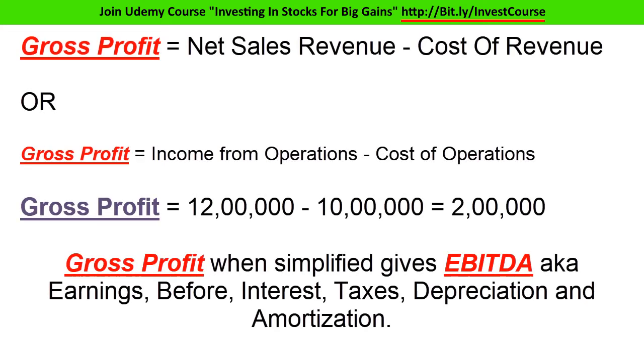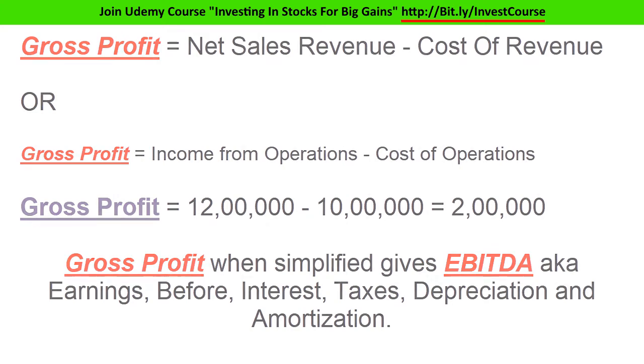gives us the formula for gross profit. Gross profit equals net sales revenue minus cost of revenue, or gross profit equals income from operations minus cost of operations. In this case, the gross profit we get is 2 lakh. This gross profit when simplified is also known as EBITDA or earnings before interest, taxes, depreciation and amortization. EBITDA gives the profit a business made without excluding general taxes, interest, depreciation and amortization.